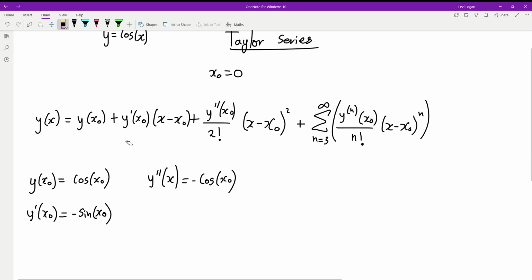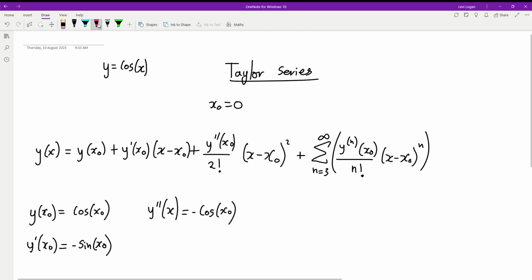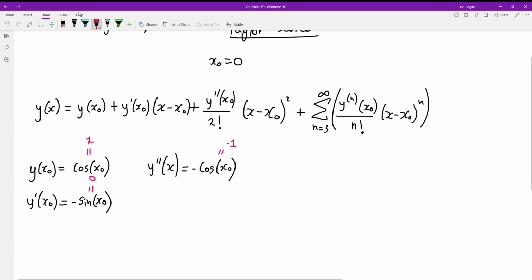So x sub 0 is 0. If we put 0 into here, this is going to be cos of 0, so that's going to turn into 1. If you put 0 into here, that's going to turn into 0. If you put 0 into here, that's just going to be negative 1. So let's put that into our little Taylor series.